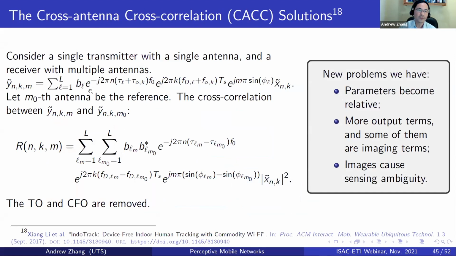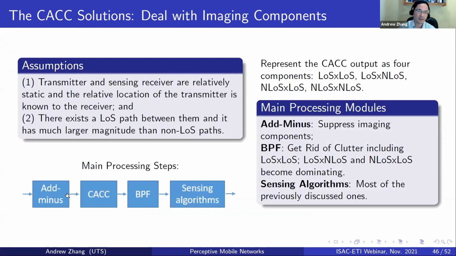This is the basic received signal, and this is the cross correlation. We can see the timing offsets and the frequency offsets are removed in the output of the cross correlation. But the issue is they introduce doubled terms because we have two alpha terms here, and all the delay and Doppler shifts become relative measurements because they are with respect to the reference antenna. So we need to resolve this issue in the cross antenna cross correlation approach. Existing ones are mainly based on one called add and minus, which adds one constant to the signal from the reference antenna and subtracts one constant in the other antenna. Many works show that quite often they can remove the image component, but we found that this doesn't always work well.